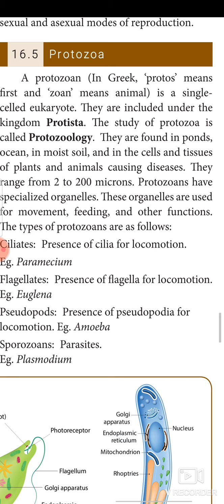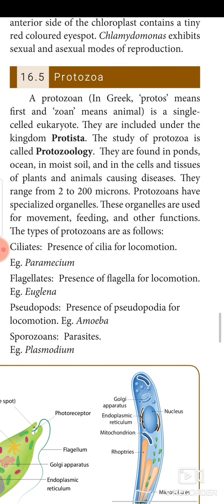They are found in ponds, oceans, moist soil, and in the cells and tissues of plants and animals, causing diseases. They range from 2 to 200 microns. They are only microscopic. The protozoans have specialized organelles. These organelles are used for movement, feeding and other functions.